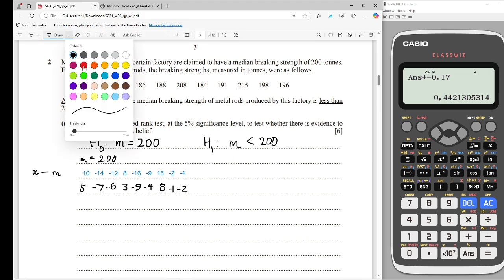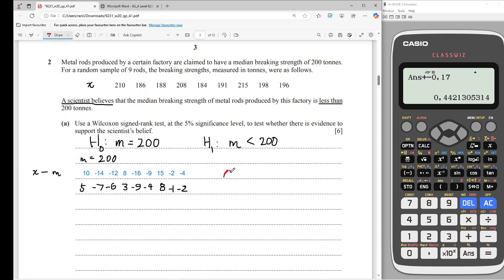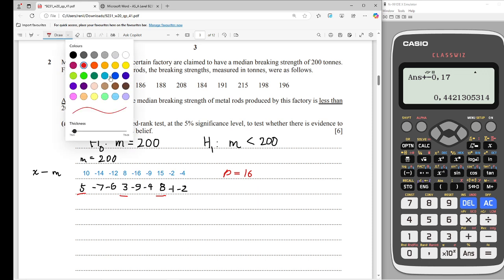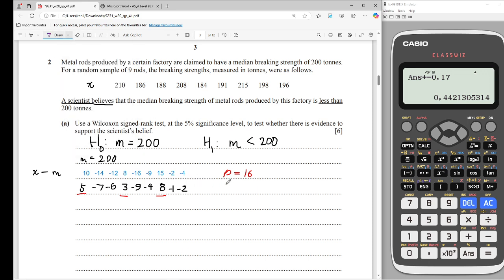Okay, now comes a tricky part that people sometimes mess up, the positive values. So now we have to add up every single positive value we have here, which is 5, 3, 8. They are all the positive values we have. When you add them up together, we get 16. And now for the negative values, we represent them with the letter Q.